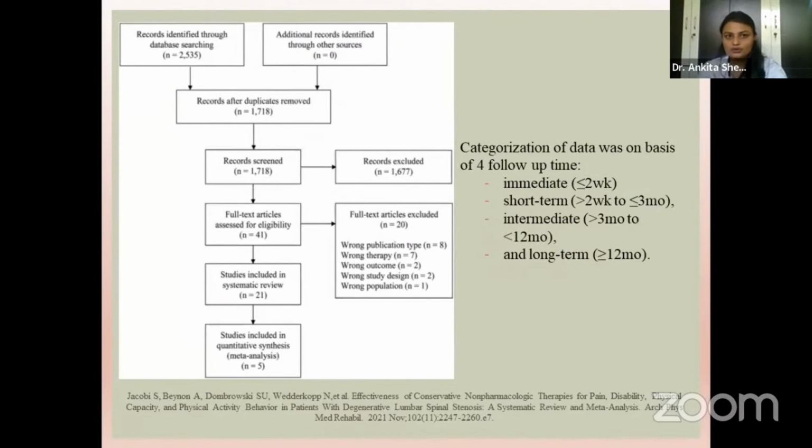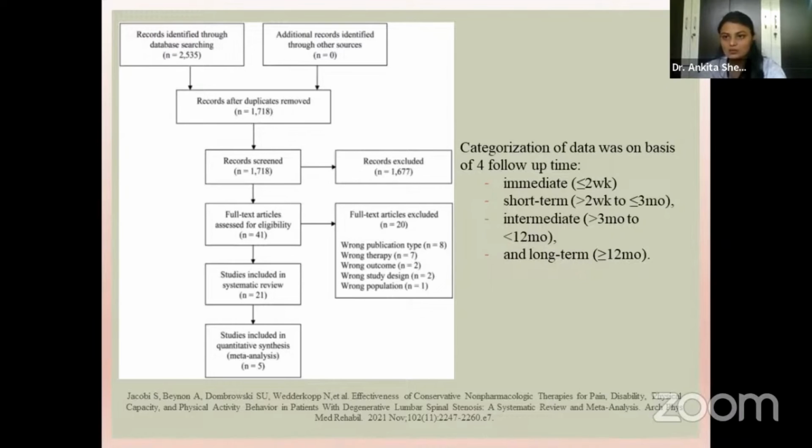They overall reviewed 2,500 articles, from which the eligible articles that were narrowed down were 41, and they included 21 cases in this systematic review, whereas 5 were taken for quantitative synthesis. The categorization of data was further taken on the basis of 4 follow-up times.